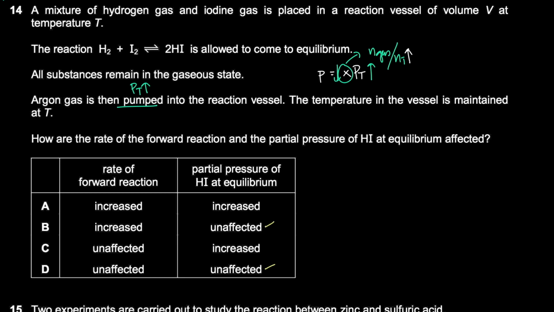Another thing to notice is that because the equilibrium position doesn't change, the number of moles of all the gases remain the same, and therefore the concentration remains the same because volume is constant and the number of moles is constant. So concentration is unaffected, the partial pressures are unaffected, and the temperature is kept constant. So all the factors that would affect rate do not change, so the rate is unaffected. So the answer is D.